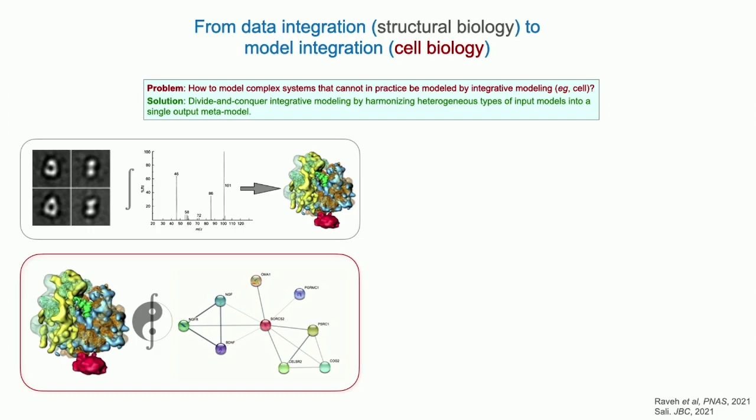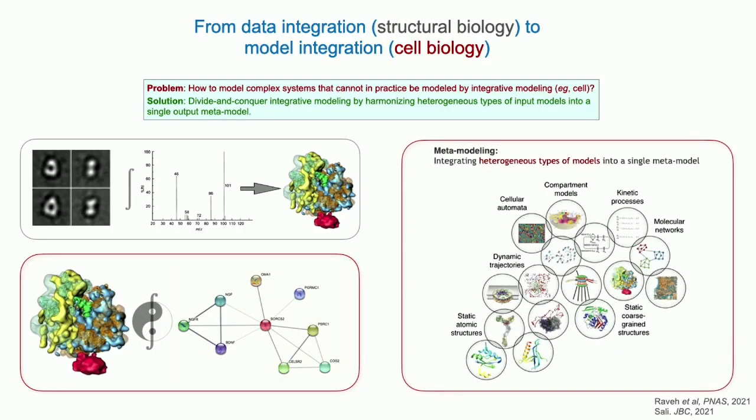But in meta-modeling, what you'd like to do, for example, is combine a structural model of the ribosome, the same one as from the previous panel, with some kind of a molecular network model where the nodes are proteins and the edges are some sort of an interaction between them. It doesn't have to be physical, could be functional, doesn't matter for this example. You'd like to combine these two types of models to get a more complete picture about how the ribosome works in the cell.